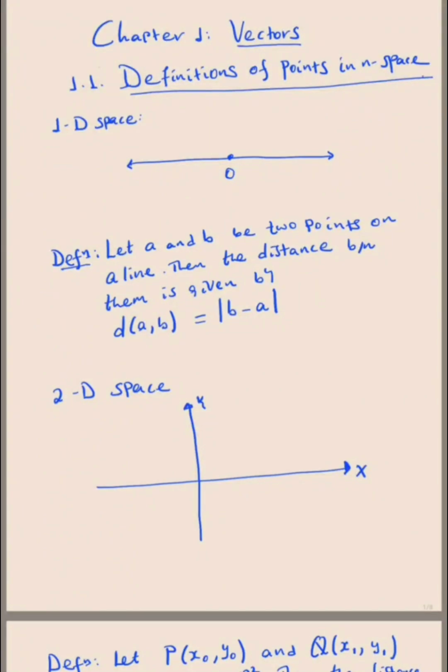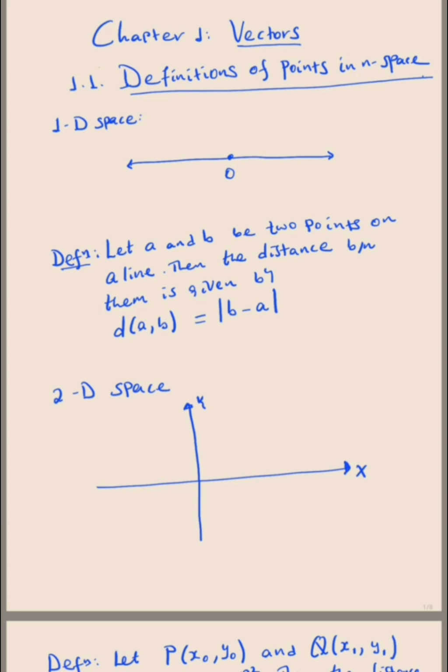Today we are going to see the definitions of a point in n-space, n-dimensional space. So we say that a point is just a location or a position in a space with no size or dimension, which is typically represented by a dot and labeled with capital letters.